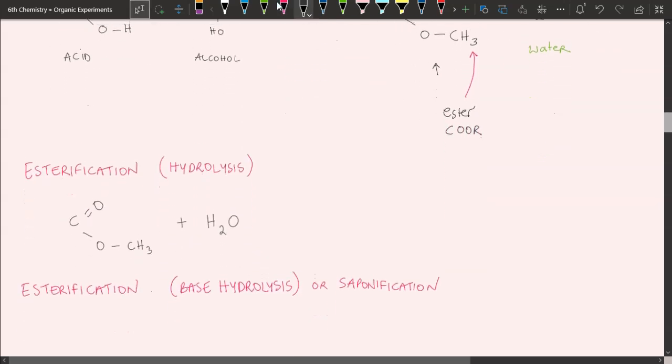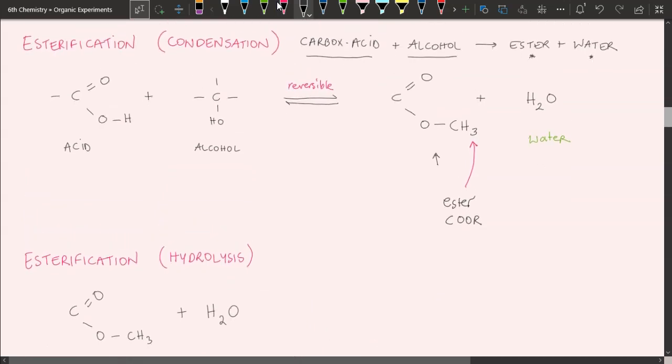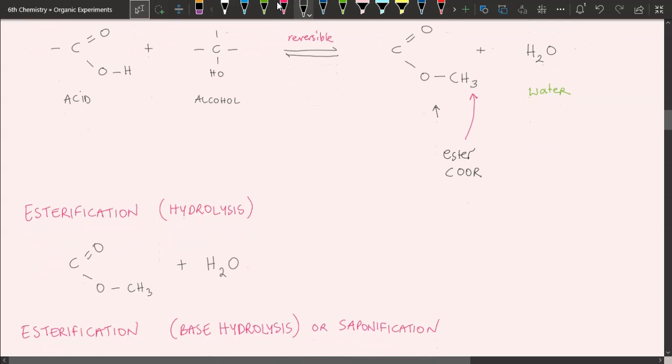Hydrolysis, again, it's the reverse of the esterification condensation reaction we've just seen. So again, we're starting with our ester here. We're reacting with water, which is where the hydrolysis part comes from. And again, it's a reversible reaction, and that is going to produce our acid and our alcohol. So that covers esterification for hydrolysis.